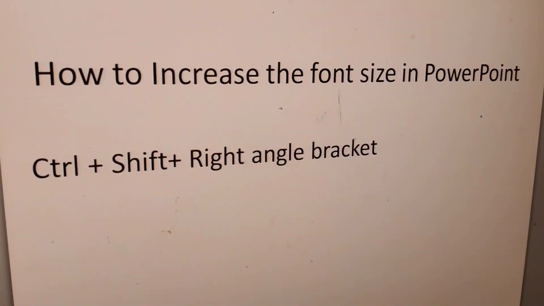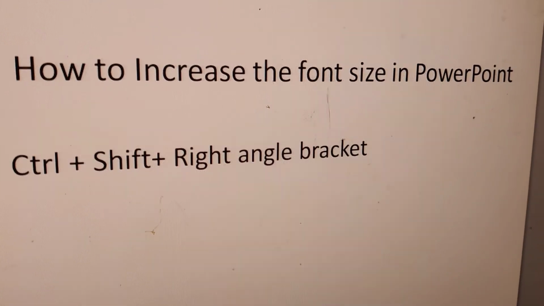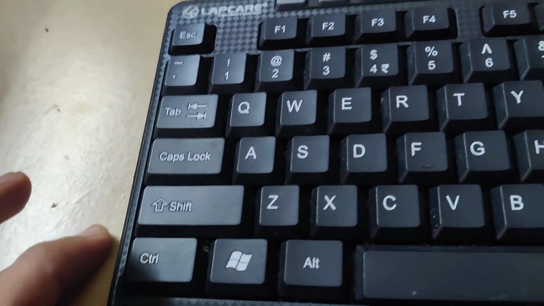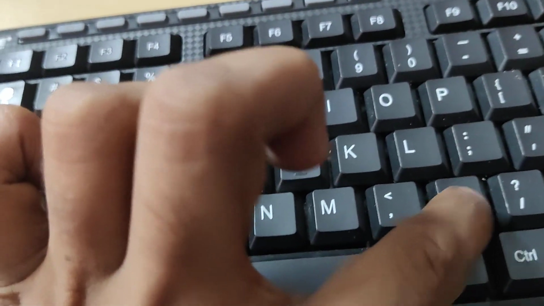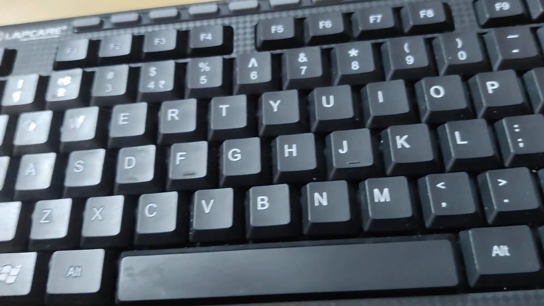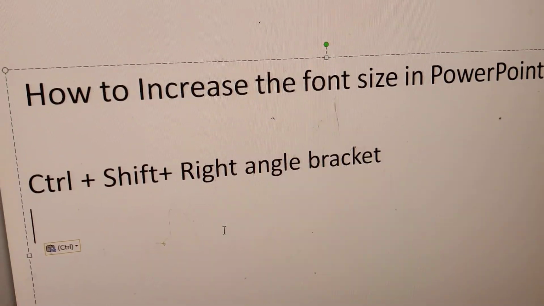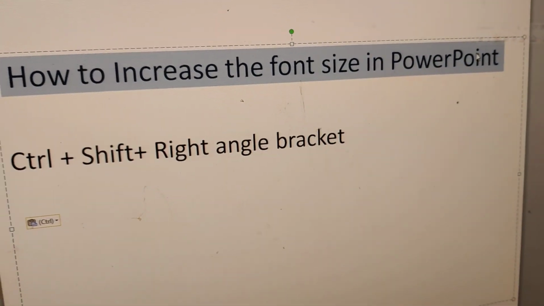Another shortcut method is you can use three keys: Control key, Shift key, and right angle bracket, on your computer keyboard. This is the Control key, this is the Shift key, and this is the right angle bracket key. If you press these three keys, that is Control key, Shift key, and this key, at the same time, after selecting the text, you can see that the font size will be increasing.